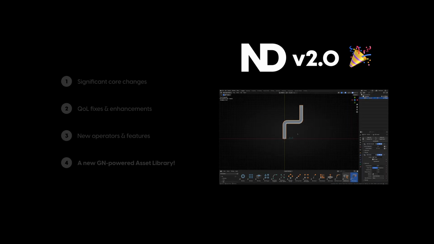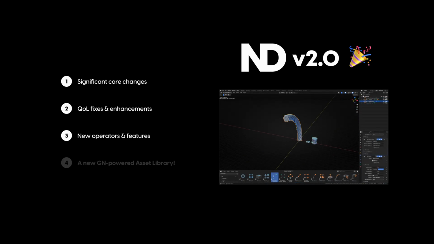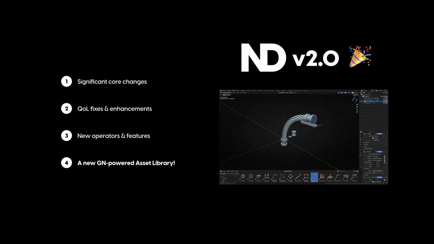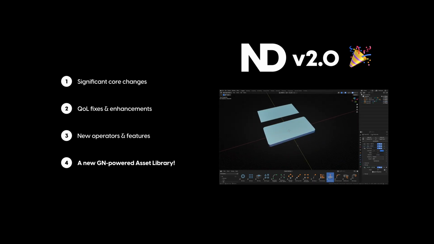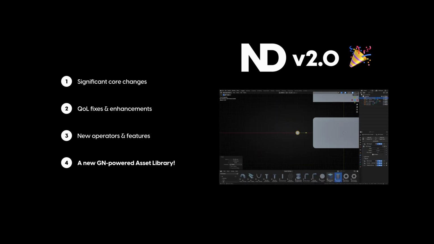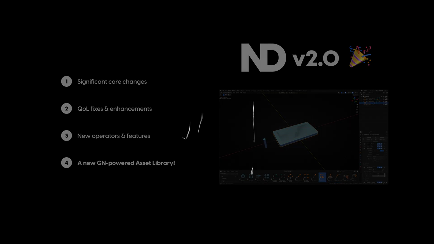We've been working hard on ND version 2, and it's finally ready for release. V2 marks a new chapter in ND, encompassing some significant changes, a ton of quality of life fixes, new operators and features, and a brand new asset library packed with geometry nodes powered operators. This video is just a quick overview of the most significant updates. We'll be posting more videos and tutorials soon, covering the full details. So strap yourselves in and let's get started.